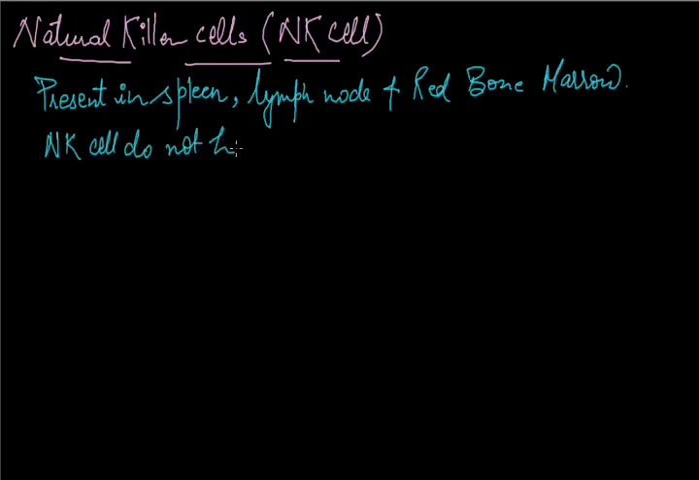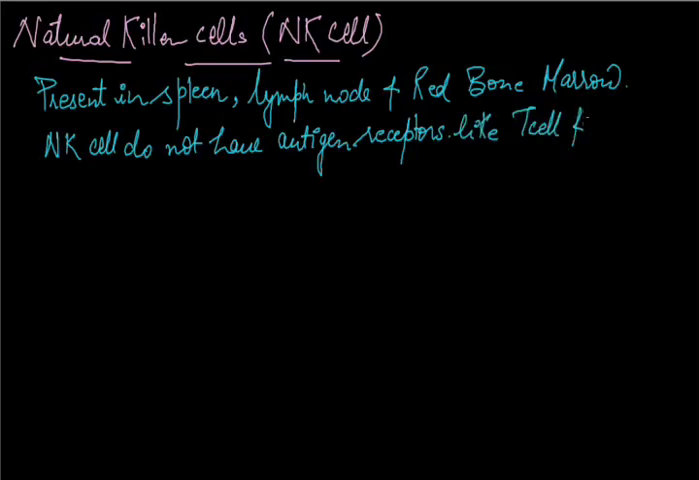Next, the important feature of NK cells is that they do not have antigen receptors like T cell and B cell. So they directly attack the pathogen without having the receptor on the antigen presenting cells.